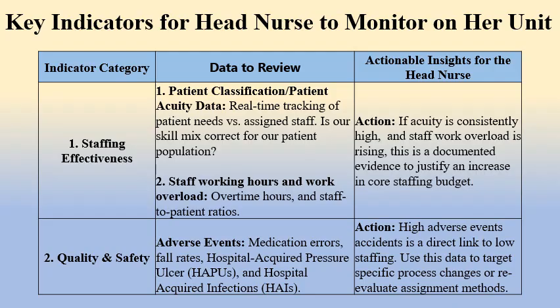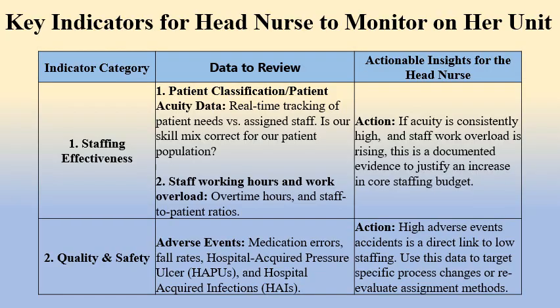Key indicators for a head nurse to monitor on her unit. Indicator 1. Staffing effectiveness. Data to review. 1. Patient classification or patient acuity data, real-time tracking of patient needs versus assigned staff. Is our skill mix correct for our patient population? 2. Staff working hours and work overload, overtime hours, and staff-to-patient ratios. Action. If acuity is consistently high, and staff work overload is rising, this is documented evidence to justify an increase in core staffing budget.